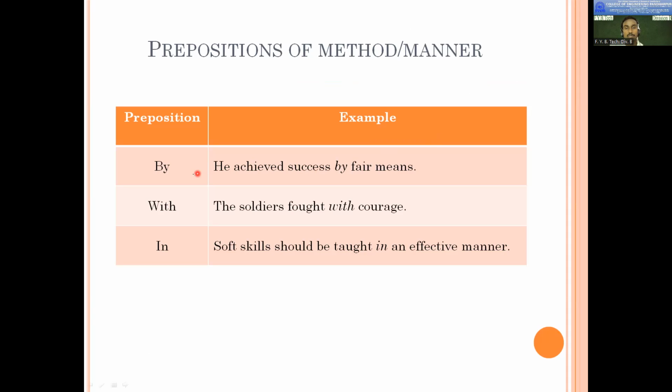Next, again, we have the preposition by. He achieved success by fair means. How? We get the method. So here by refers to the method or means or way which is used. By which method? By fair means. Then next is, the soldiers fought with courage. Here you need to understand something that shows possession, something that you have. For that reason, you can use with. Or here I can give another example that you people have to tell me.